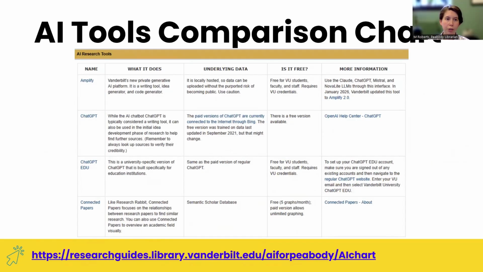Finally, I wanted to point out that we do have an AI tools comparison chart that's available on our AI for Peabody research guide. There are many more tools listed than what could fit in the screenshot, but this is really helpful because it goes through and lists a lot of tools that students use, whether or not we have a Vanderbilt institutional subscription to them. Because we do know that students are using tools that we subscribe to, but also other tools. Research Rabbit is a good example of that. A lot of students use that even though Vanderbilt does not subscribe to it.